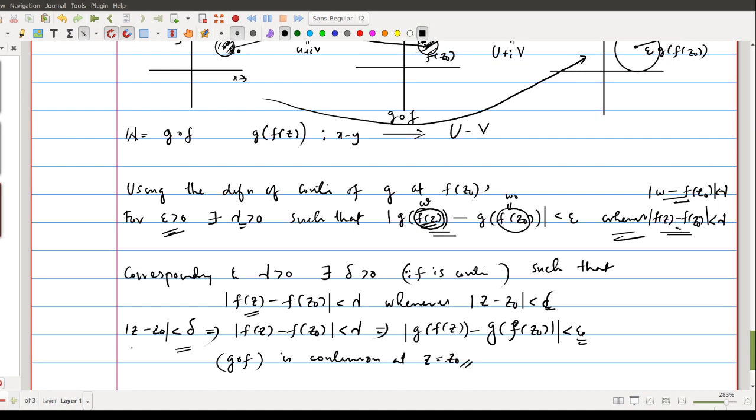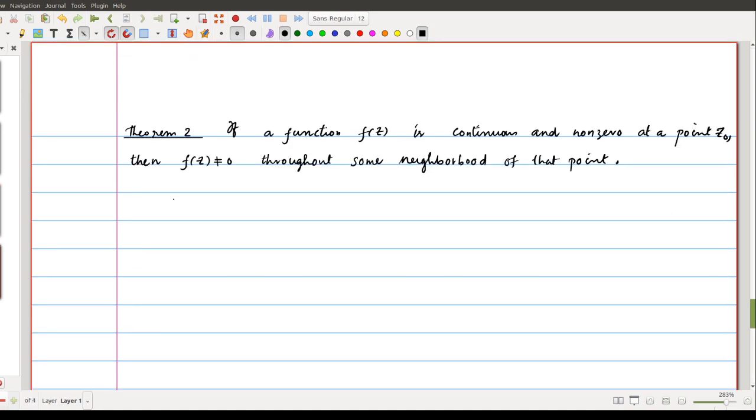The statement of the theorem is: if a function f(z) is continuous and non-zero at a point z0, then f(z) is not equal to 0 throughout some neighborhood of that point. That will be used to prove other theorems in the following sessions.